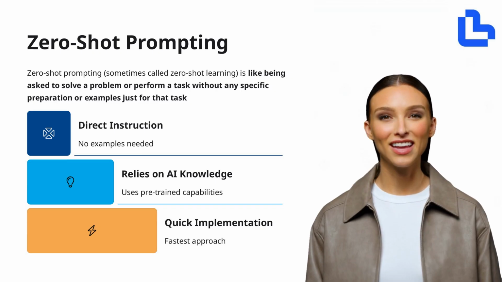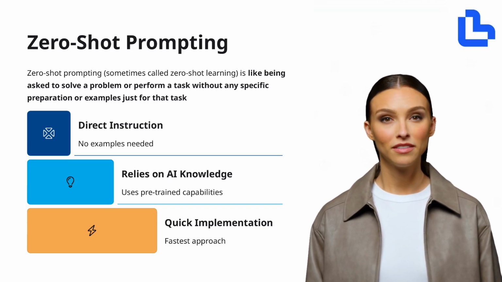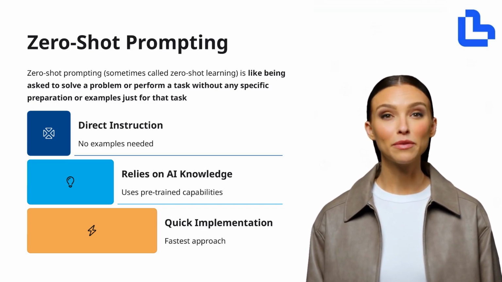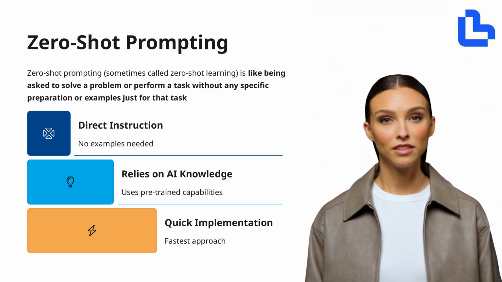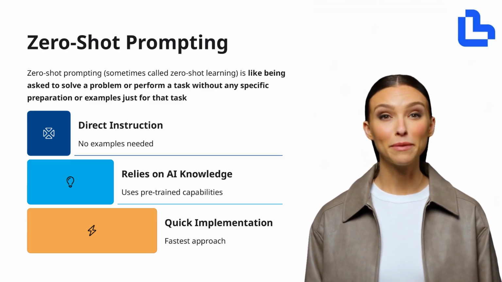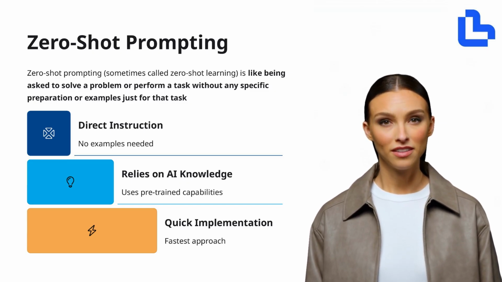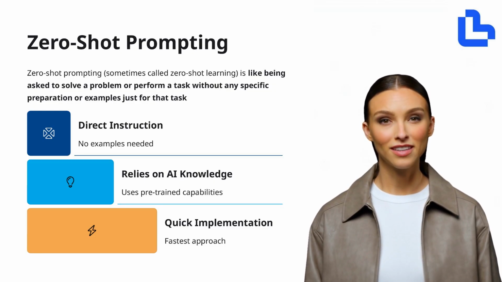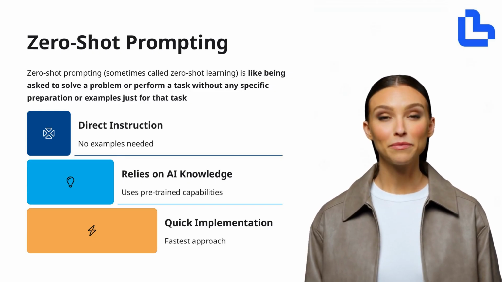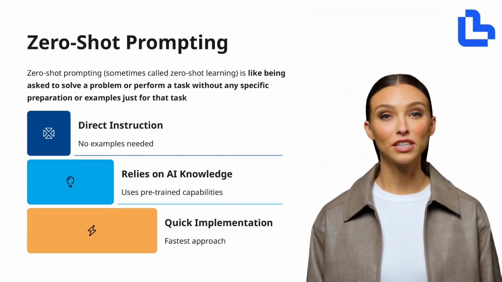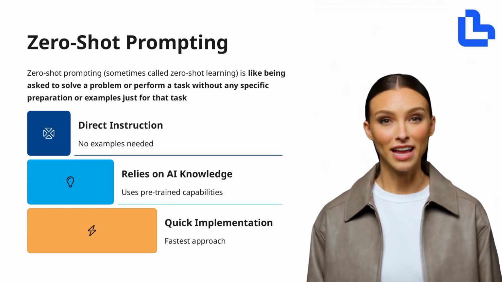Here's how it works. First, you write the prompt. For example, explain quantum computing in simple terms. That's a clear, direct instruction. Then, you submit the prompt to the AI. No examples, no context beyond what's in the prompt itself. After that, you evaluate the response. Does it meet your needs? Is it accurate, clear, and on target? If not, you refine the prompt, maybe by adding more detail or adjusting the tone, and try again.